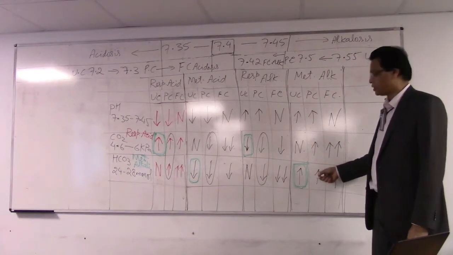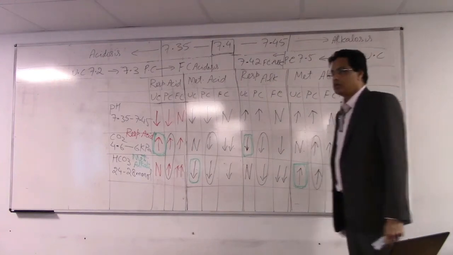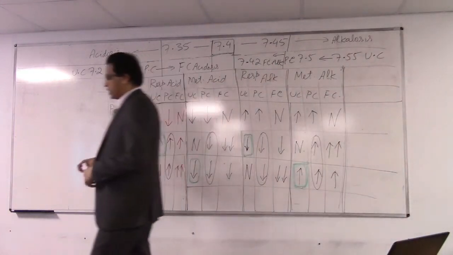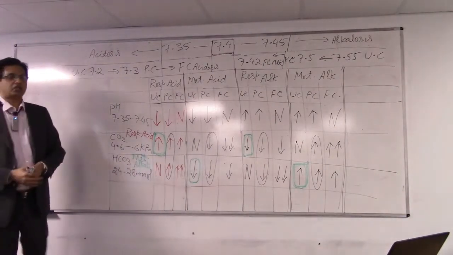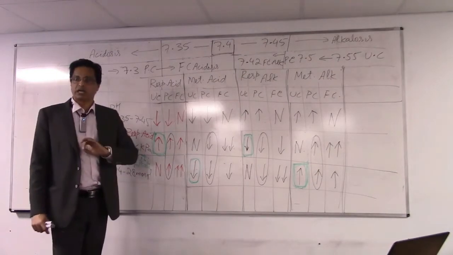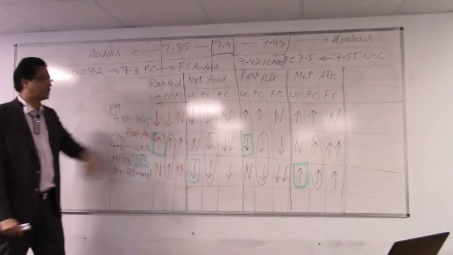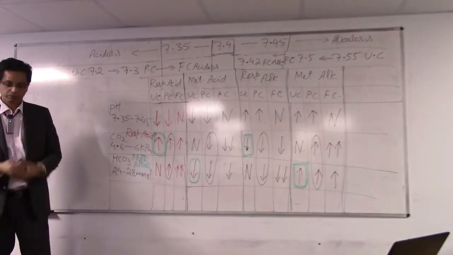Bicarbonate is high, so carbon dioxide also will be high. All of you understood? Yes. So whatever is compensating always follows the primary pathology. That's why I told you, you must understand what the primary pathology is in all the conditions. If you understand that, the rest becomes easy.